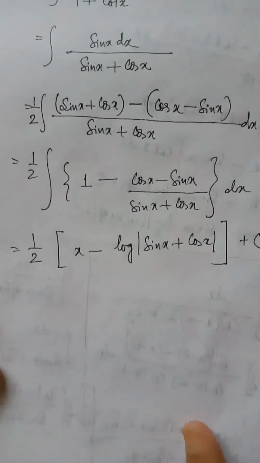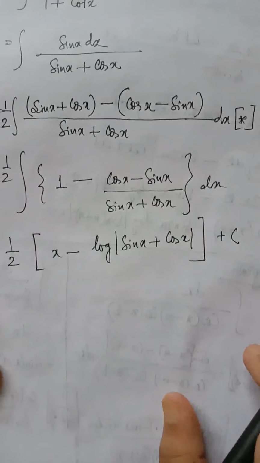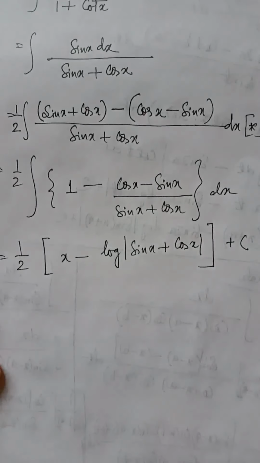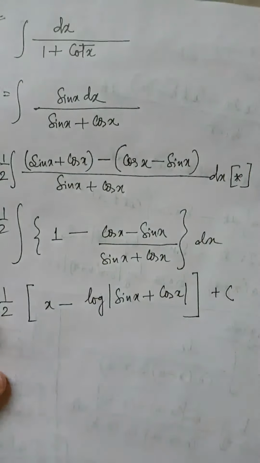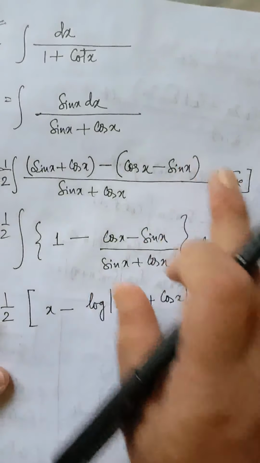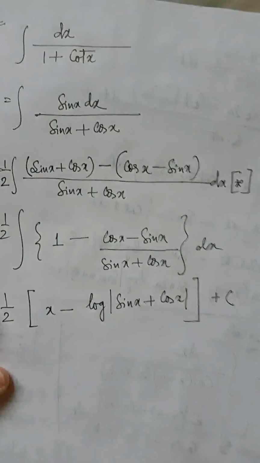So half into x minus log of sin x plus cos x plus c. Okay, so this is the answer. Just remember the steps. This is a very, very important step you have to remember. The rest of the part is easy.